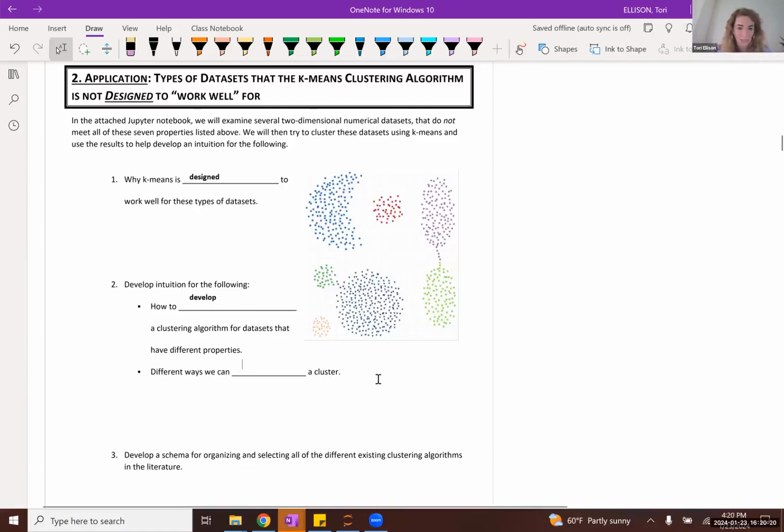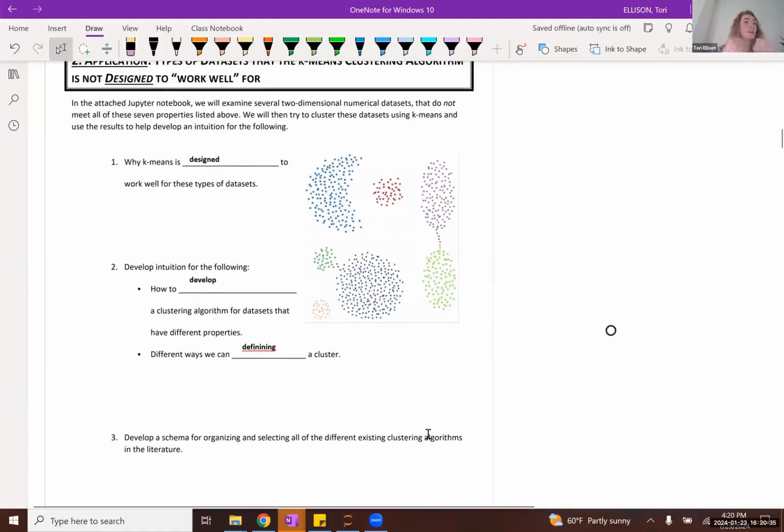And then in particular, also give us a language or a different set of definitions for how we might go about defining a particular cluster. And so basically all of these different definitions of clusters that we're going to come up with essentially dictate or help us organize all of the many different clustering algorithms that exist in the literature. Okay.